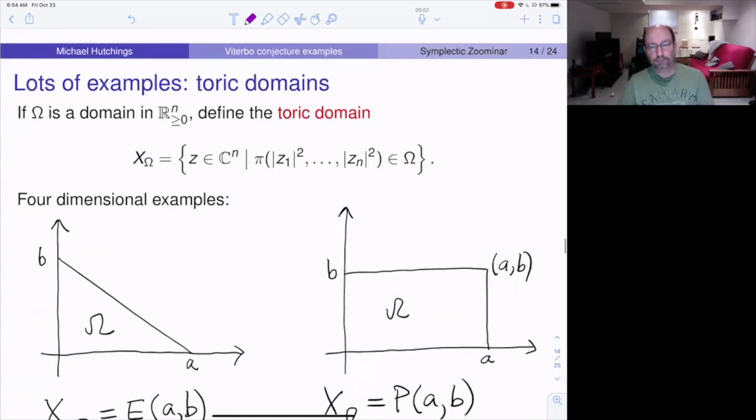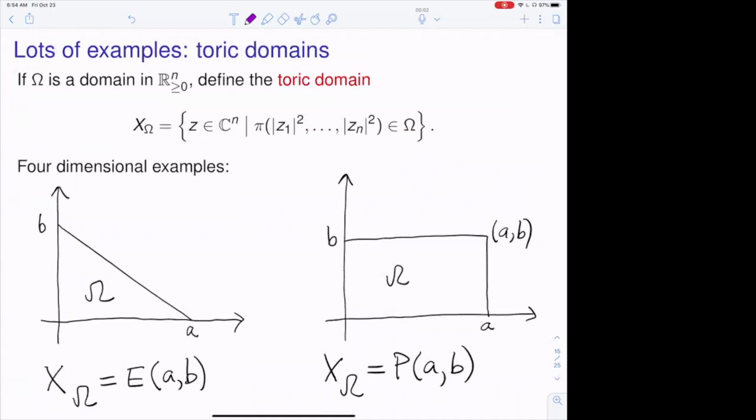And I want to tell you about some examples. So a way to make lots of examples of domains in R2n is toric domains. So you start with a domain omega in Rn. This is really a moment map image of your domain in R2n. And you define X omega to be the set of all z in Cn such that the absolute value squared of each coordinate multiplied by pi is an element of omega. So for example, if you start with a triangle in 4 dimensions of side lengths a and b, then you get an ellipsoid E(a,b). And if you start with the rectangle, you get a polydisk.